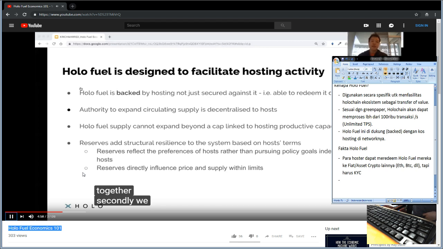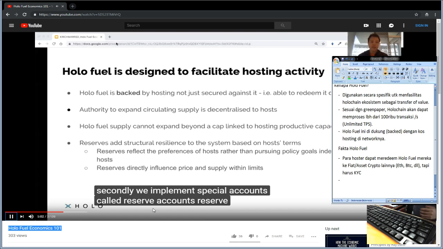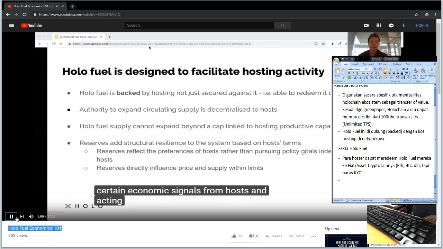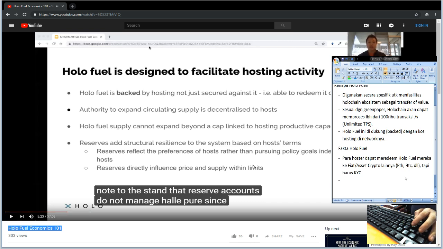Secondly, we implement special accounts called reserve accounts. Reserve accounts add structural resilience by amplifying certain economic signals from hosts and acting on their behalf to sell and redeem Holo Fuel, influencing price and supply in the process. It's important to understand that reserve accounts do not manage Holo Fuel.